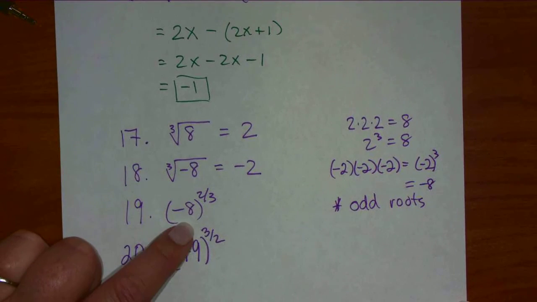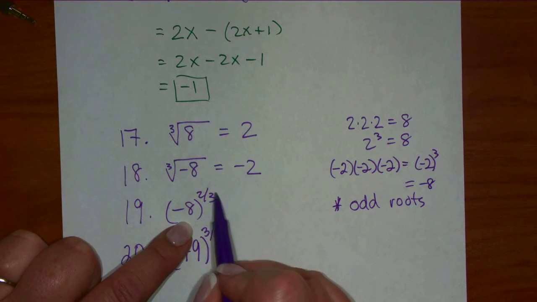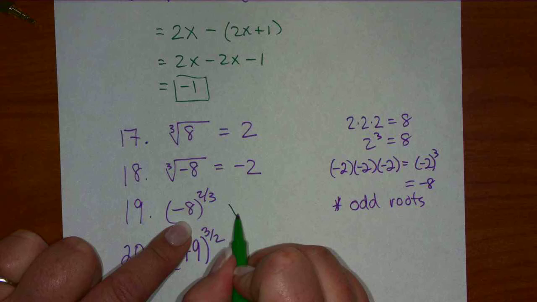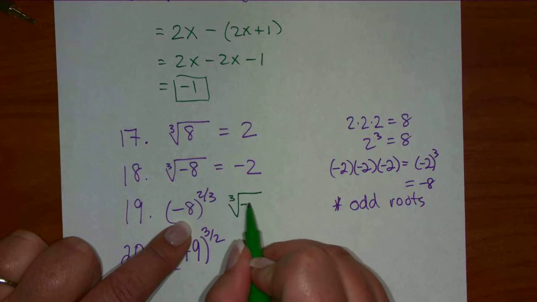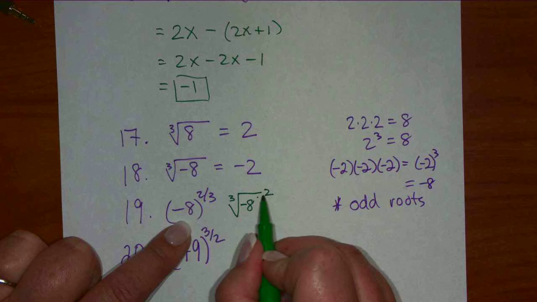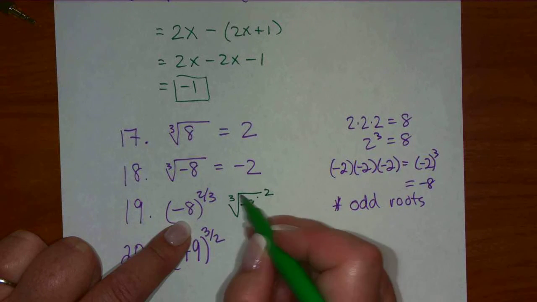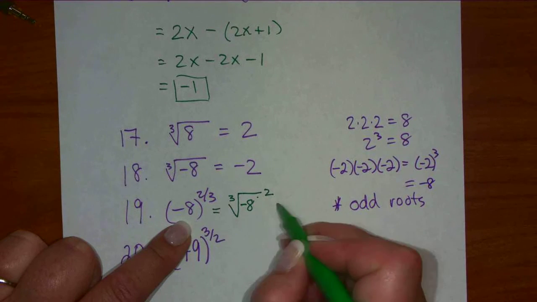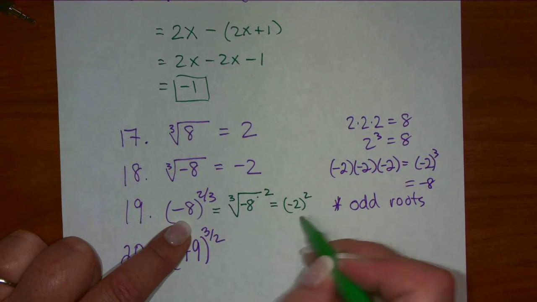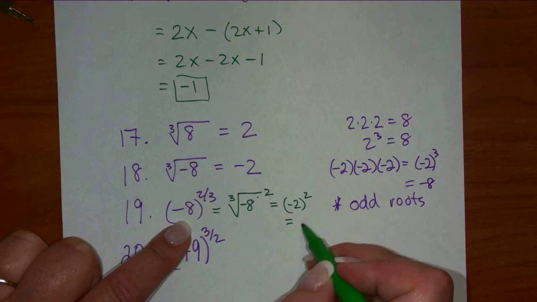What about this? So the bottom is the root. So this is saying the cube root of negative 8 squared. I would probably put the squared outside. Cube root of negative 8 is what? Negative 2. And then we want negative 2 squared, which would be negative 2 times negative 2, positive 4.